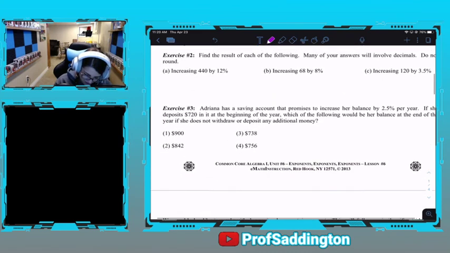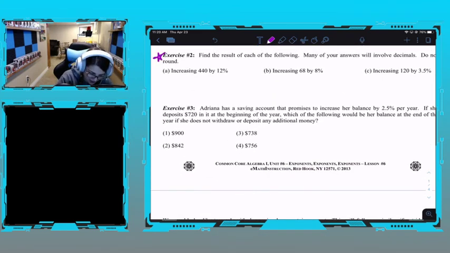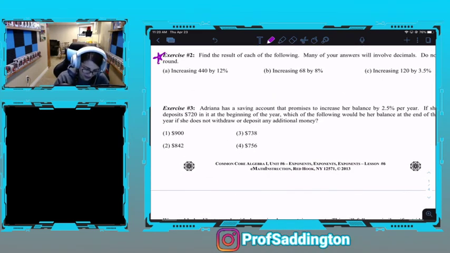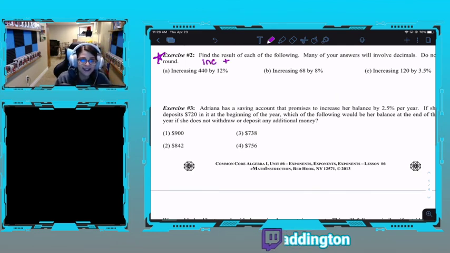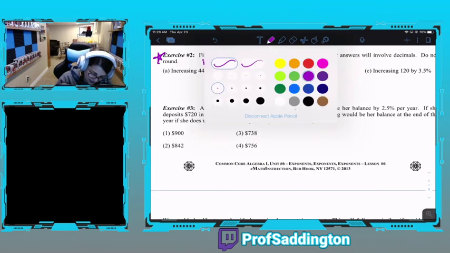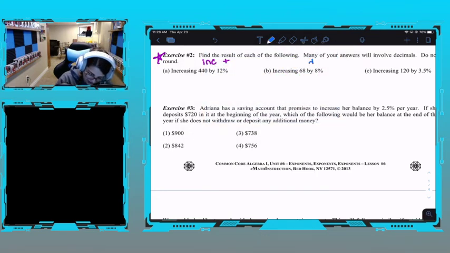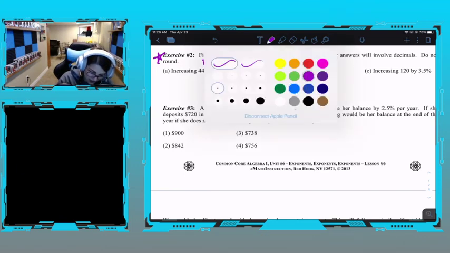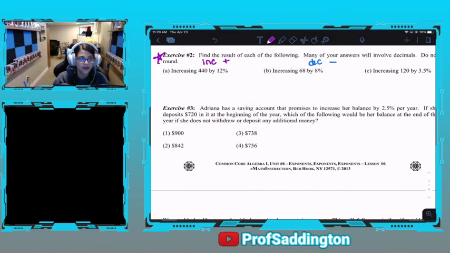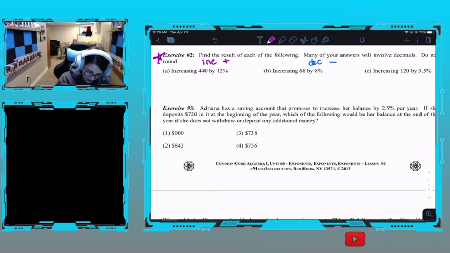So these are the really important ones that I want to make sure you get written down. So remember, increasing, we're going to be adding it to 100%, and decreasing, we will subtract from 100%. But 100% is your original, so we always have to start with that amount.